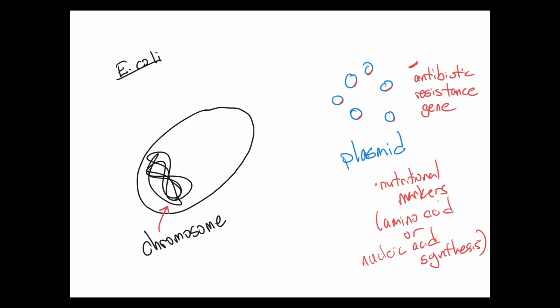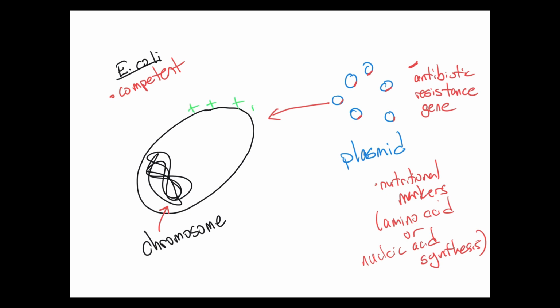So the question then becomes, how do we actually introduce the plasmid into E. coli? We can't just stick it in. It doesn't quite work like that. We need to make our cells what we call competent. Competence is the ability to take up DNA. There are many naturally competent bacteria, but E. coli is not naturally competent, so we make it artificially competent in the lab.